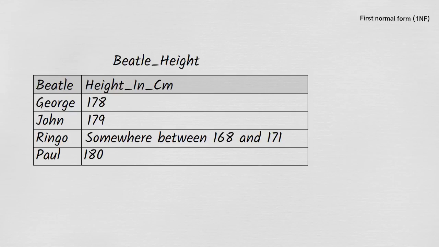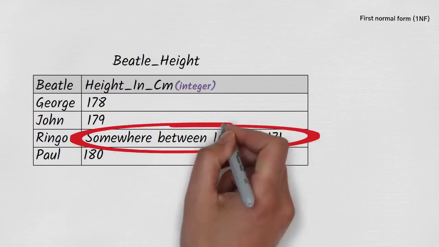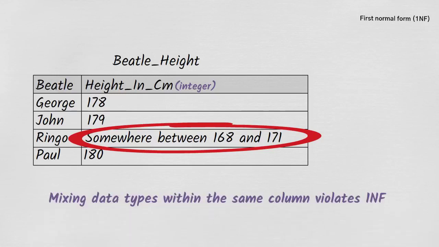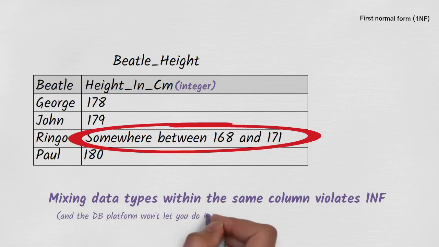But in a relational database, you're not allowed to be cagey or ambiguous about a column's data type. The values that go in the height in centimeters column can't be a mix of integers and strings. Once you define height in centimeters as being an integer column, then every value that goes into that column will be an integer. No strings, no timestamps, no data types of any kind other than integers. So, mixing data types within a column is a violation of first normal form, and in fact, the database platform won't even let you do it.